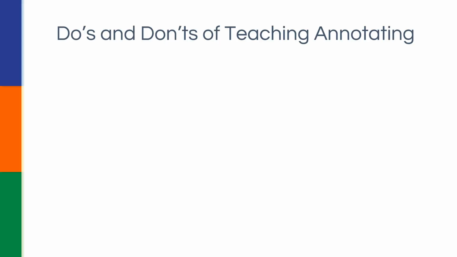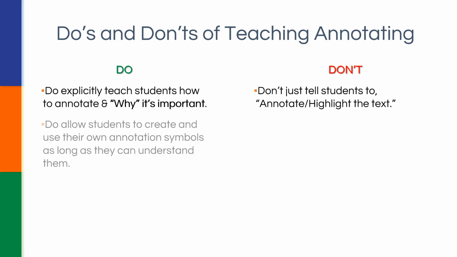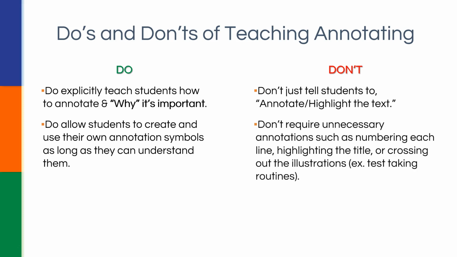Now let's look at the do's and don'ts of teaching annotating. Do explicitly teach students how to annotate and why it's so important. Don't just give students a paper and tell them to annotate or highlight the text. Do allow students to create and use their own annotation symbols. As long as they can understand them, students need to understand that annotations are for their own benefit. Don't require unnecessary annotating, such as numbering each line or highlighting the title and crossing out the illustrations. Those are examples of test-taking routines.